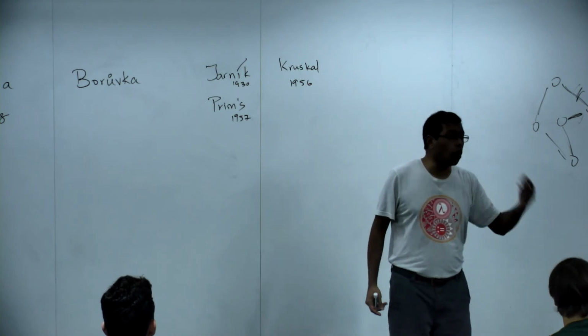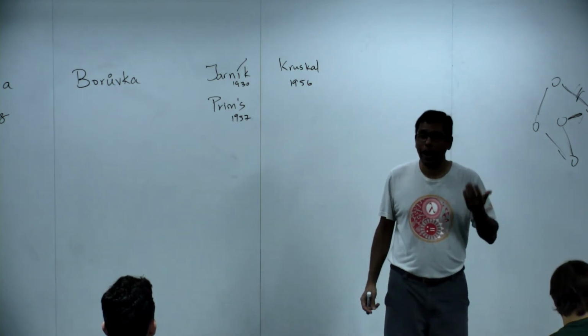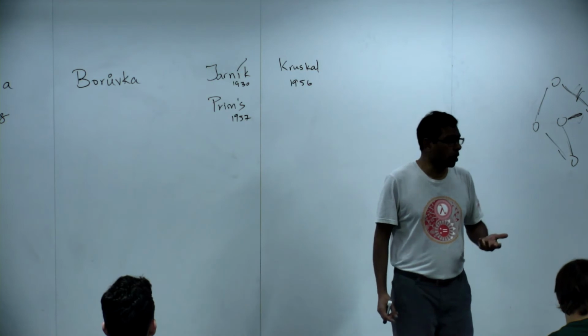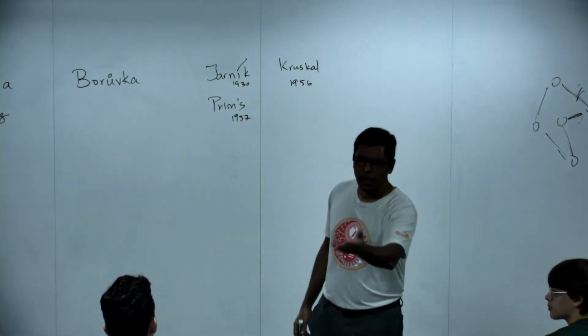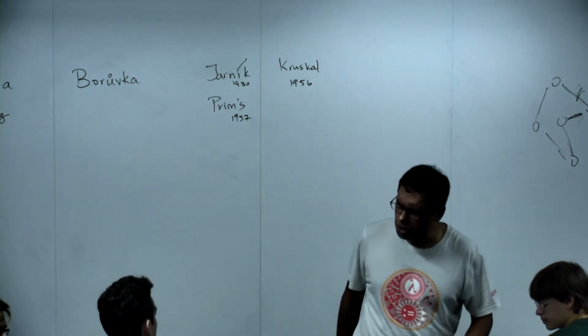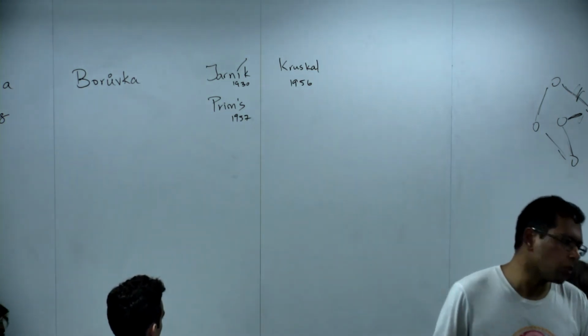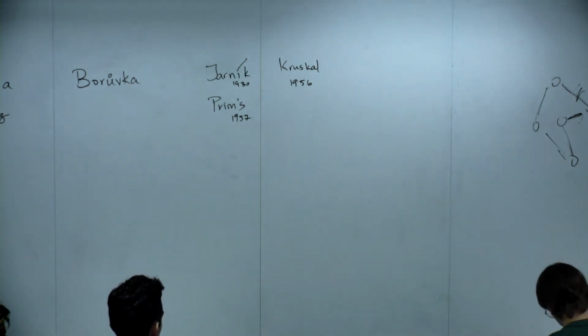What is the only reason to not add an edge to the solution? What is the only reason to not add a next lightest available edge? It causes a redundancy. We no longer have a tree. Right? That's the only reason.